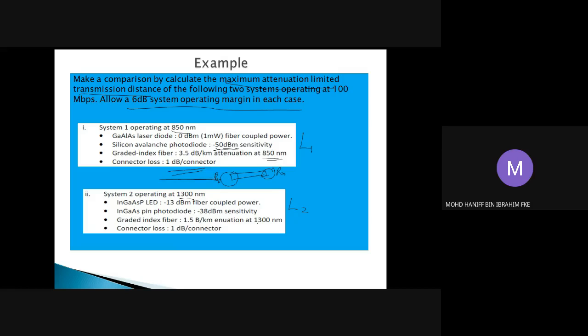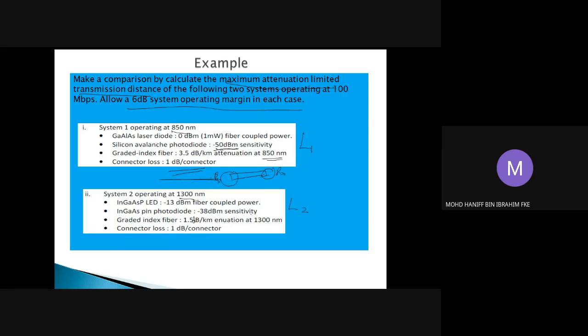Okay, and for the case of system number 2, at 1300 nanometer, the LED is having a couple power of negative 13 dBm. The pin photodiode sensitivity is negative 38 dBm. At 1300, the attenuation of the green fiber is 1.5 dB per kilometer. Sorry, I need to have a dB here. That should be dB per kilometer. And again, the connector loss is the same as before, which is 1 dB per connector.